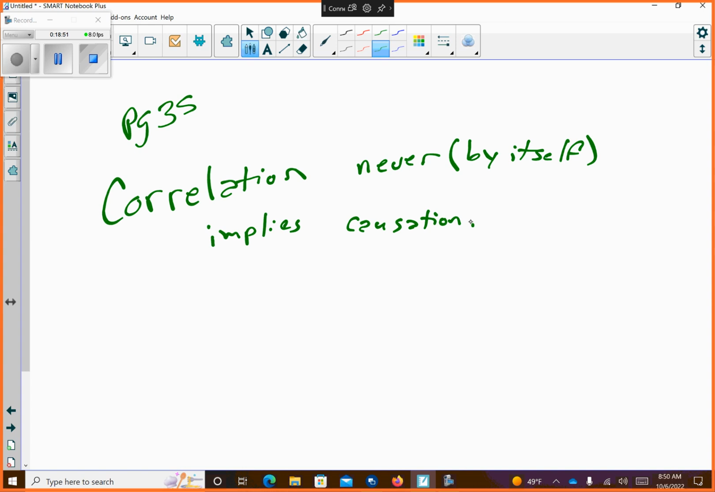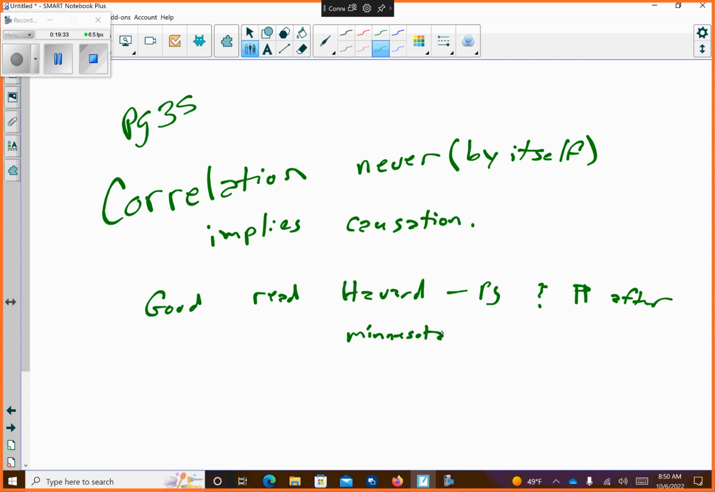We did talk about the Harvard study. I'd say it would be good for you to read over the Harvard study on page 35 and the paragraphs after. And then the Minnesota study is probably important as well. I'd say if you have a read over those, it's good stuff. Those are both on page 35.